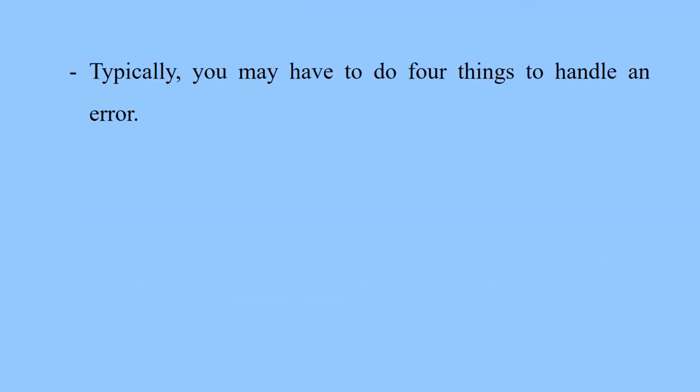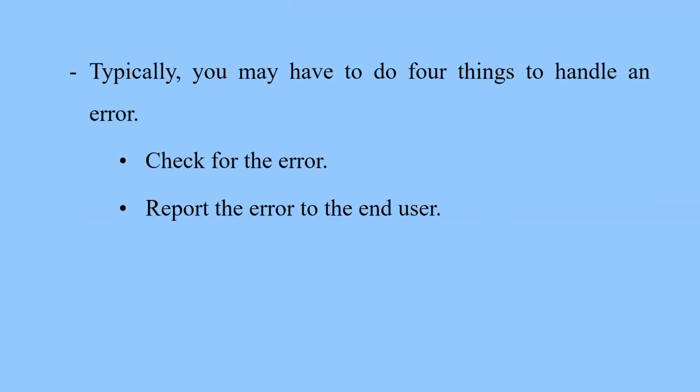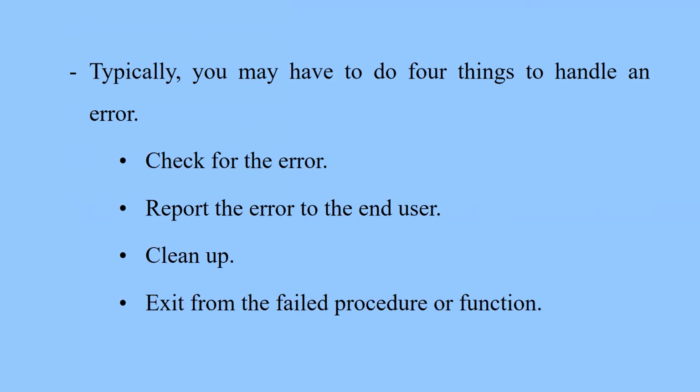Typically, you may have to do 4 things to handle an error. Number 1 is checking for the error. Number 2 is to report the error to the end user. Number 3 is to clean up the error. Number 4 is to exit from the failed procedure or function.